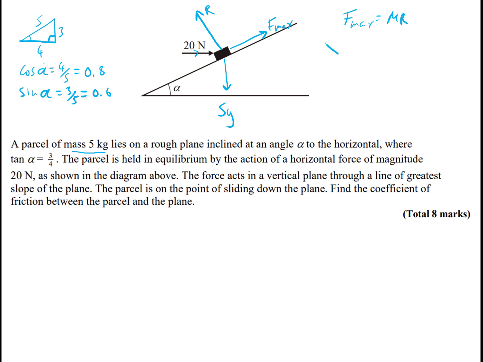So if we resolve this way perpendicular to the plane, let's use this 5g here. Now that's going to be alpha, so this is the opposite, so that is sine, so that's going to be 5g sine alpha, which we know is 0.6. Sine alpha is 0.6, so that's going to become 3g. This is 5g cos alpha, cos alpha is 0.8, so that's going to be 4g. So let's just resolve this way. So we've got the right angle here.